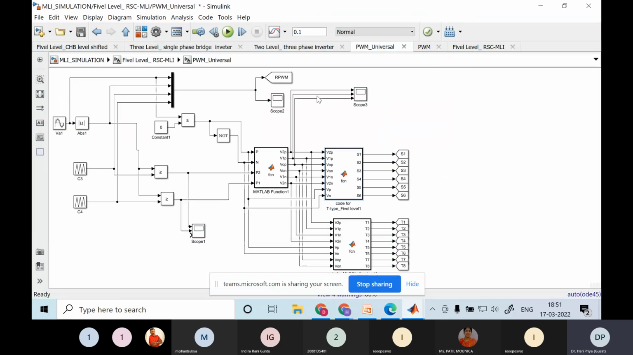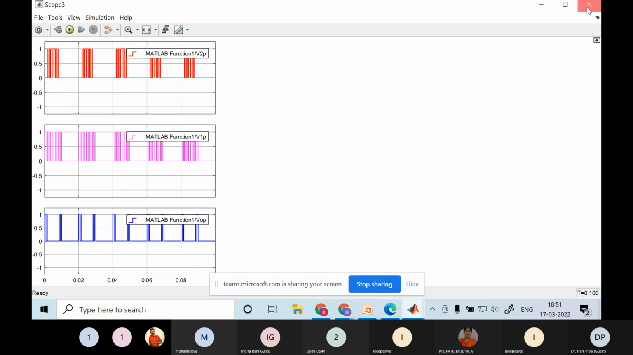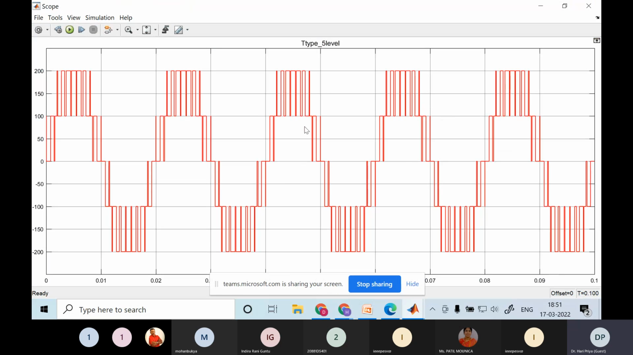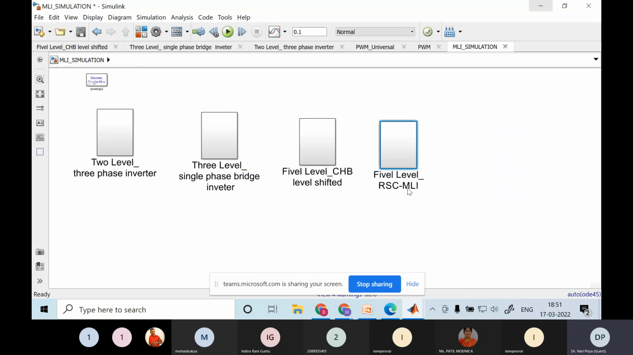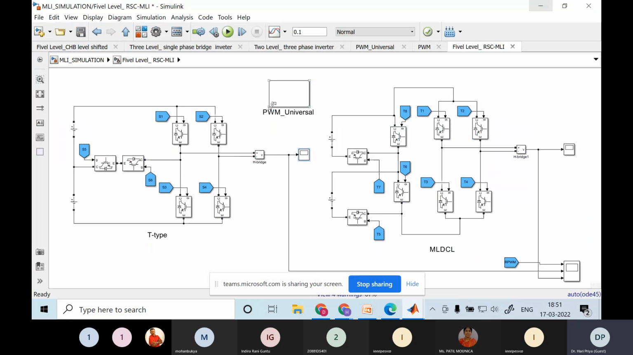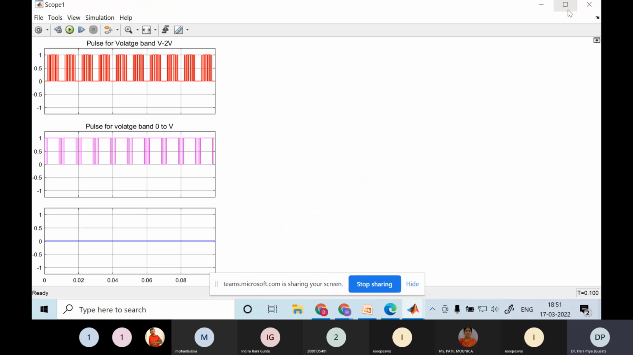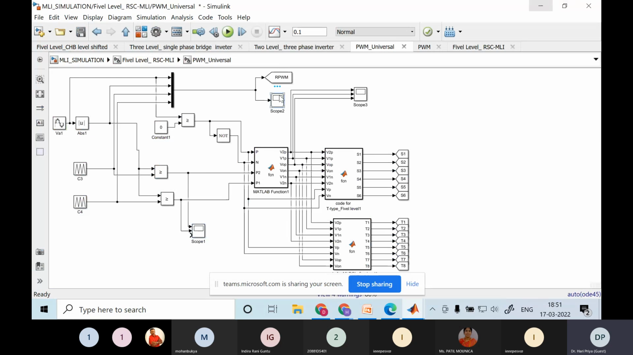The same thing is done, where you can see the 5-level output voltage. Can you see the 5-level output voltage? You can see 0 to VDC, VDC to 2 VDC. This is changed as per the desired operation of the inverter, so that we'll get the pulses. You can see the PWM, everything is the same. See how this PWM is.